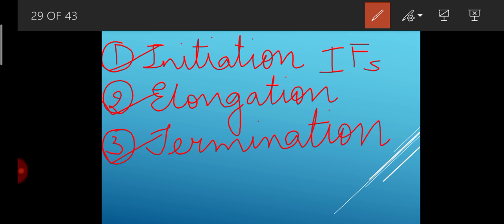Now the third step of translation is termination of polypeptide. When the A site of ribosome reaches a termination codon, then no tRNA binds to the A site of ribosome. At the end, a release factor binds to the stop codon and translation is terminated, thereby releasing the complete polypeptide from the ribosome.